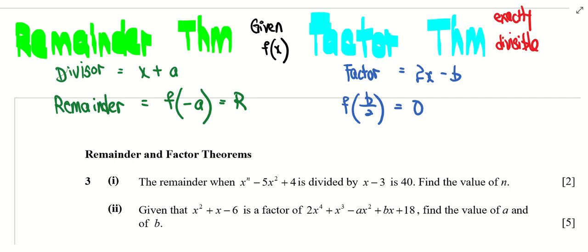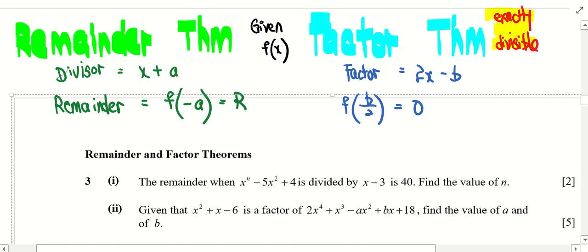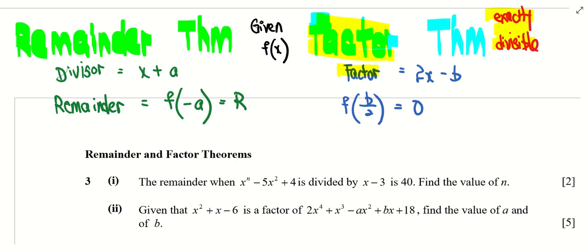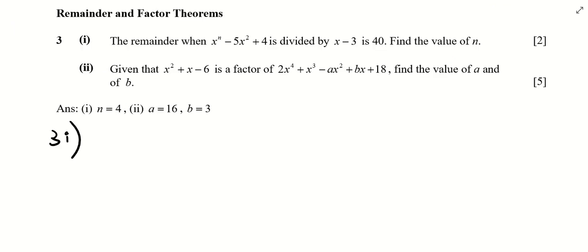Okay, this is a simple summary on remainder and factor theorem. Alright, the choice of the keywords are up there. If you see exactly divisible or factor, you use the factor theorem. But if you see the word remainder, you will need to use the divisor to find the remainder that is given. Alright? It's very obvious in 3 part 1, the word remainder comes out.